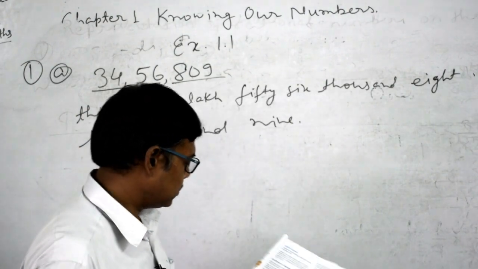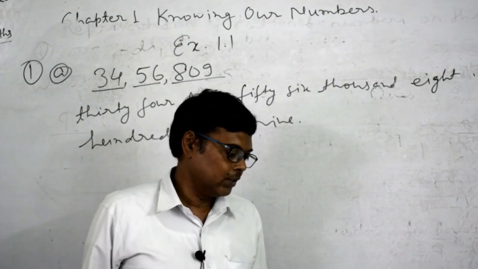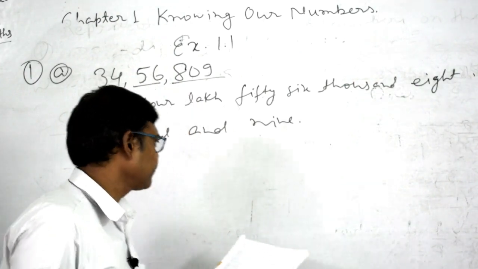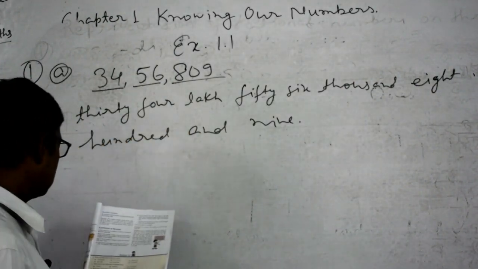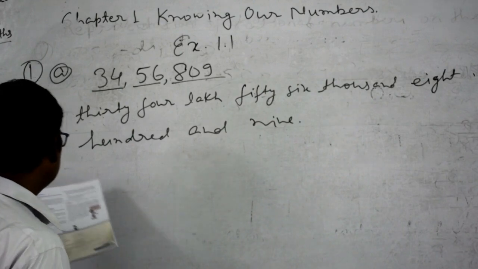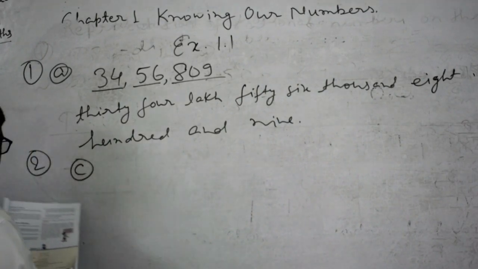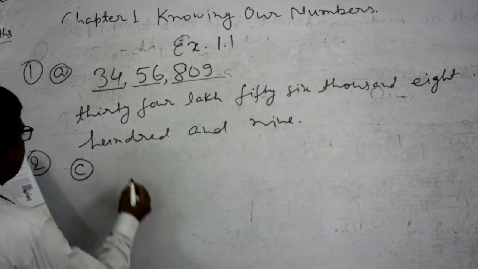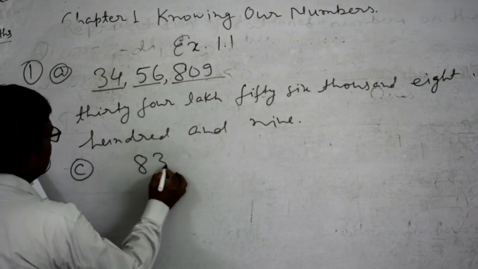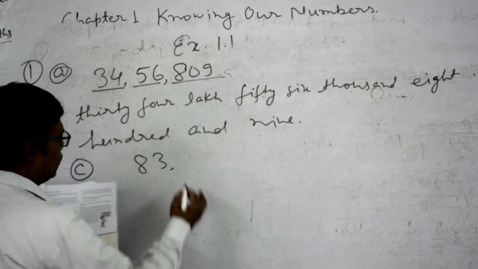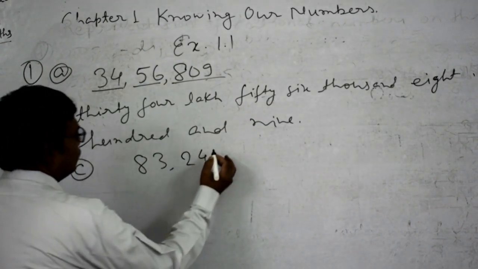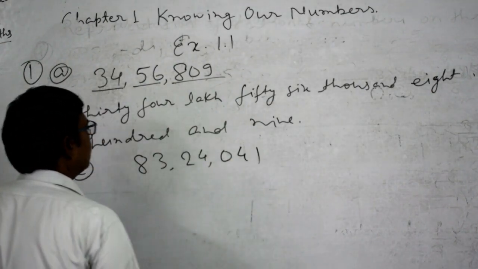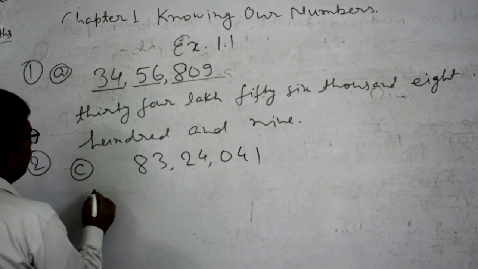So the next question is number 2. Write each of the following in the expanded form. Suppose I take question C, and you have to write it in the expanded form. So the number is 83,24,041.